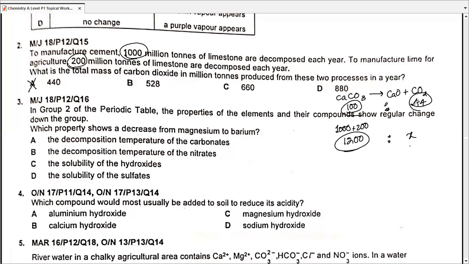Now, since 44 is less than 50%, and 50% of 1200 is 600, it can't be 660 and 880. So definitely this is the answer without calculation. Make sense? Yes, sir. So you don't even need to pick the calculator up. You can even do all of this in mind.